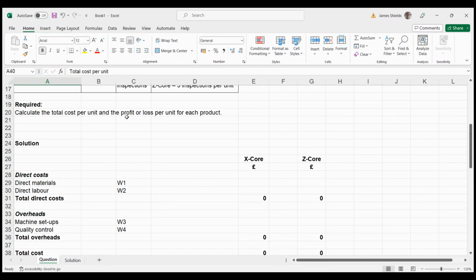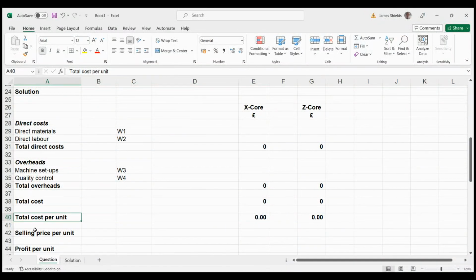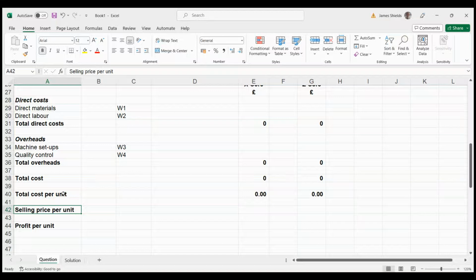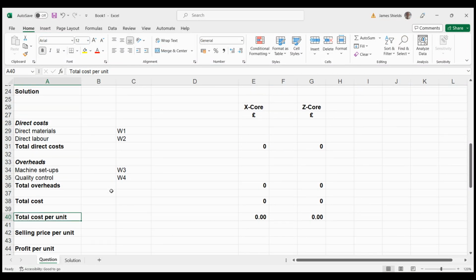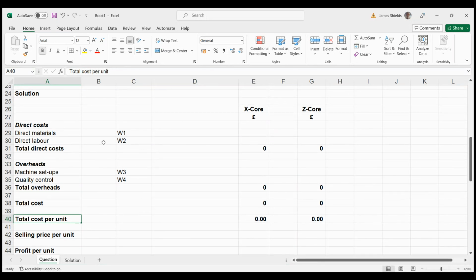Now then we want the profit or loss per unit. So we can know the total cost, we want the selling price per unit. If we know the selling price per unit and the total cost per unit, we can make the profit per unit, because it's the selling price per unit, subtract the total cost per unit. So that's what we've got to do. We've got to work out all of these costs now. So for direct materials, I've got working 1. Direct labour, I've got working 2. Machine setups, I've got working 3. Quality control, I've got working 4.